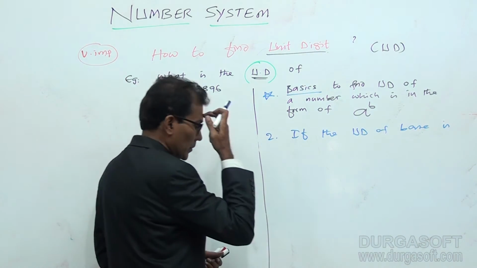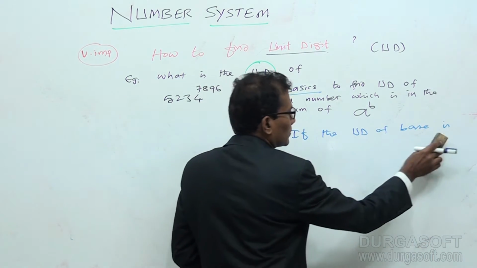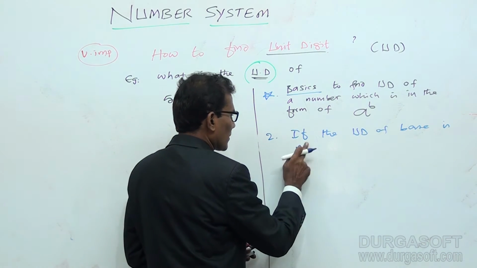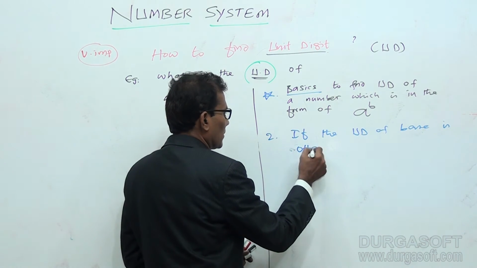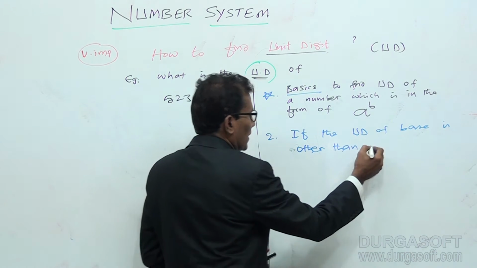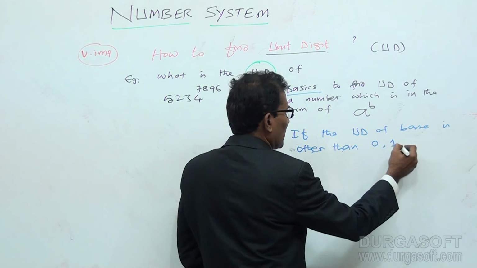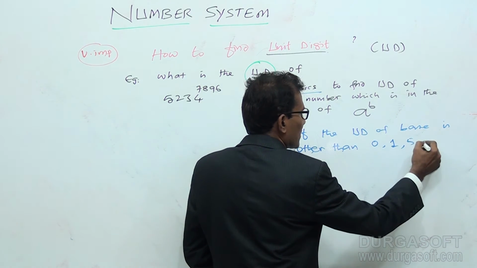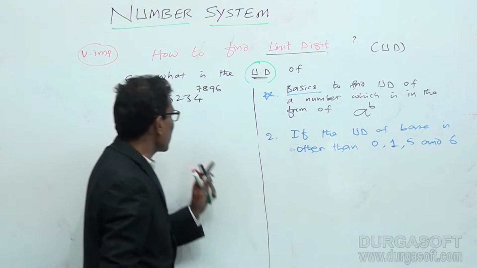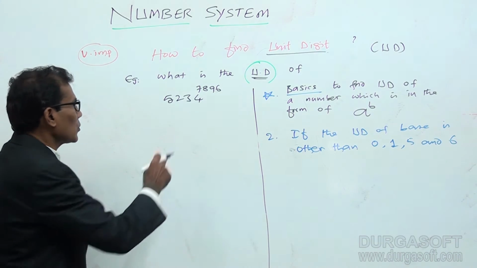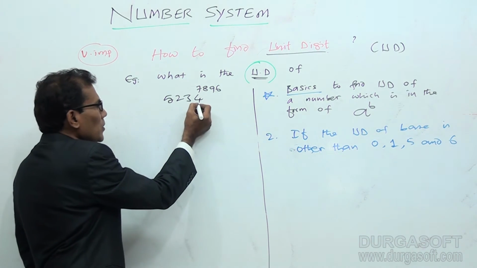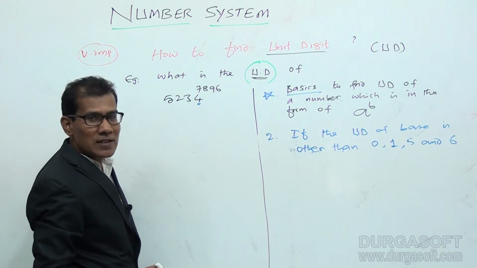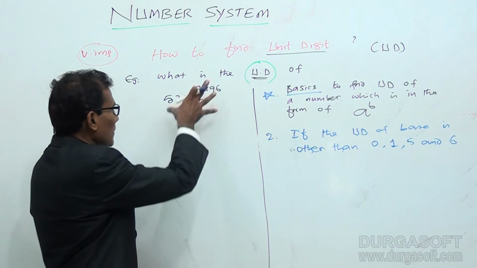And basic 2. If the unit digit of the base is other than 0, 1, 5 and 6. See, this is the case. If we observe here, to find out the unit digit of this number, the unit digit is not 0, it is not 1, it is not 5, it is not 6. In this case, how to find the unit digit of this complete number?